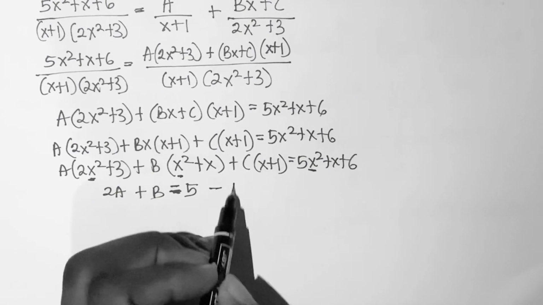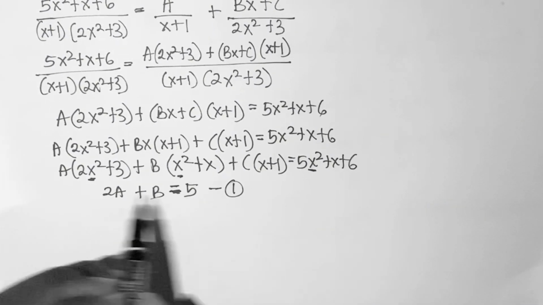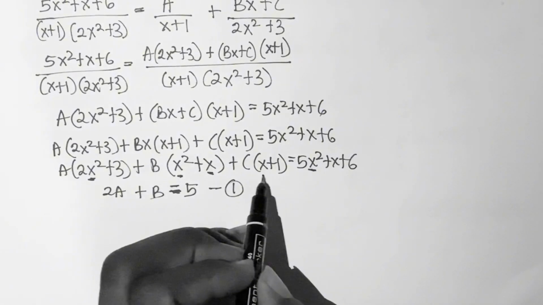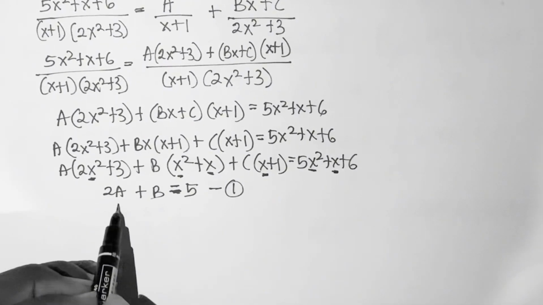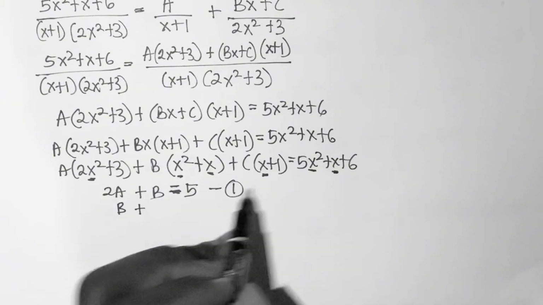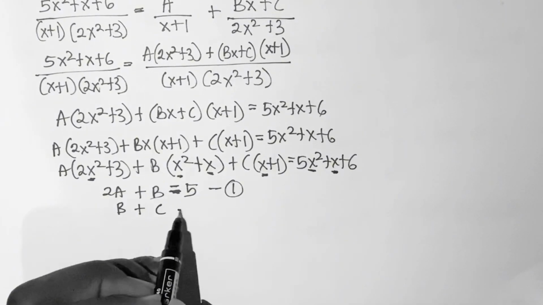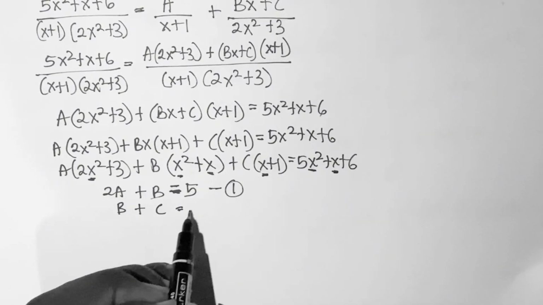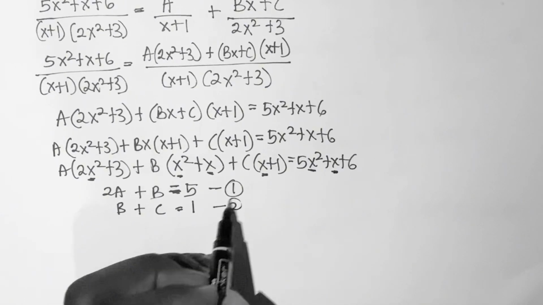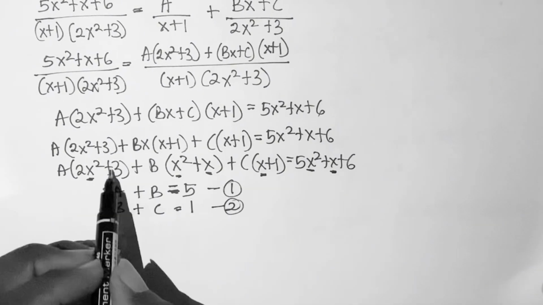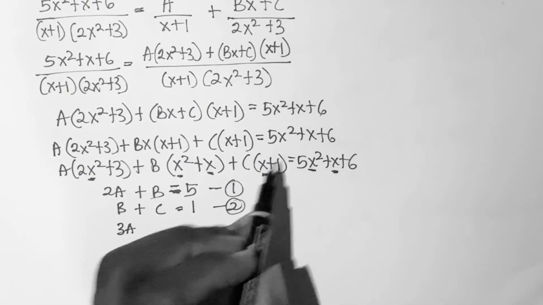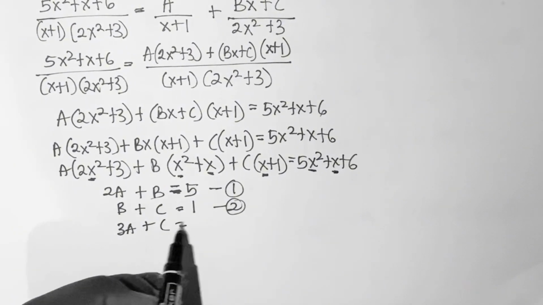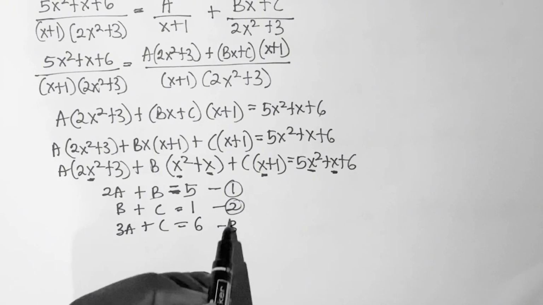So this is our equation 1. Now, there is also an x term here and an x term here. There's another one here. So b plus c is equal to the coefficient of x here, which is 1. So this is equation 2. And then this term, which is 3a, plus c equals 6. So this is equation 3.